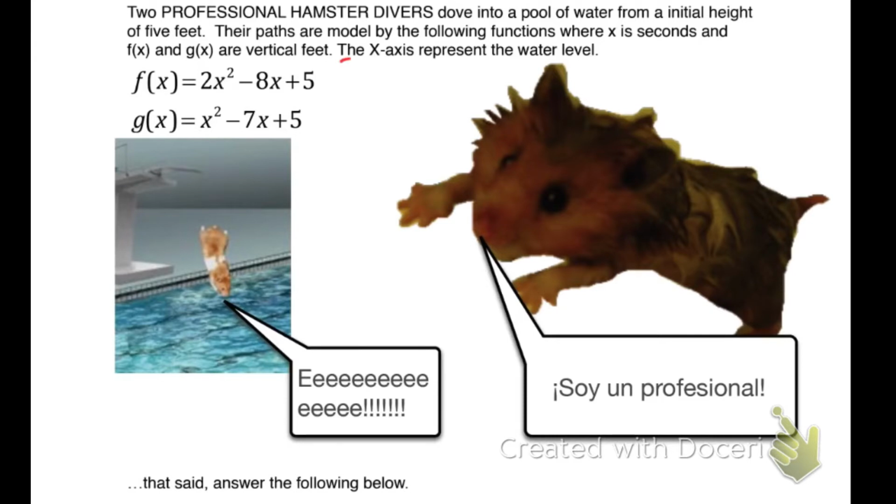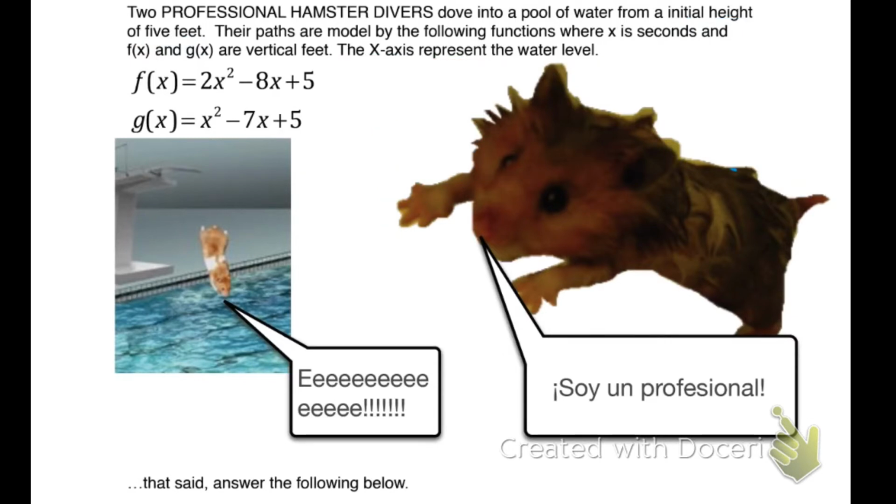So real quick about this last statement. We have our coordinate plane, and all it's saying is that this x-axis is where the water is. Right, so these two hamsters are going to dive in from an initial height of 5 feet. So they're going to be 5 feet up, and then they're going to jump in, and they're going to have their parabolas there, right? So we'll have to look at the x-intercepts here.